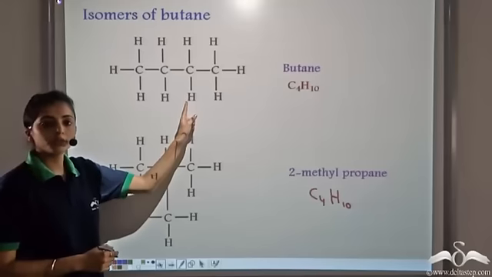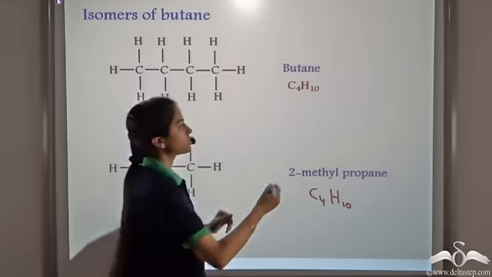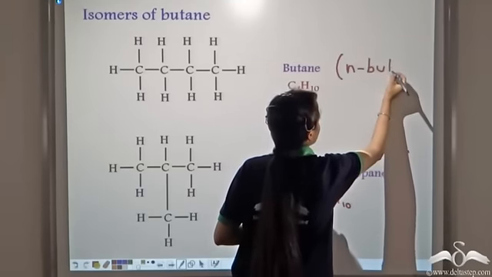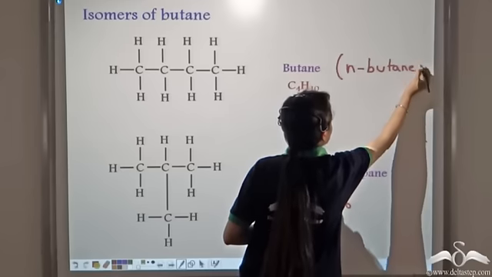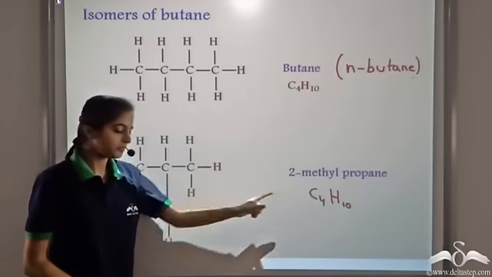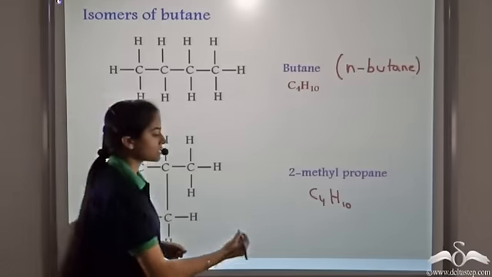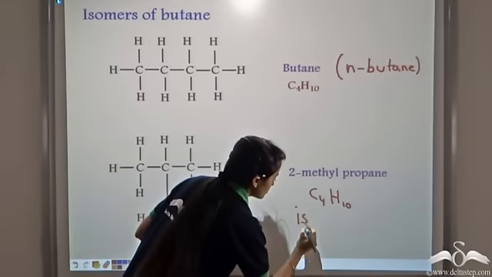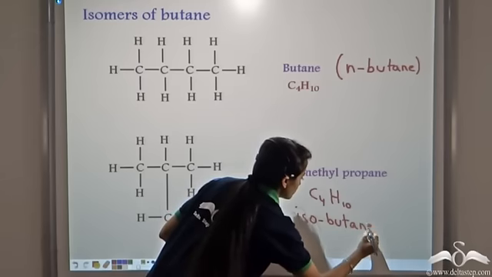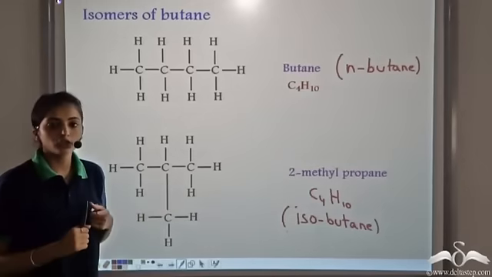But this is the normal butane. This is the structure of butane as we represent it in the normal form, so this is also known as n-butane or normal butane. And for the same molecular formula, when we get a different structure by moving one methyl group, this is known as isobutane. So these are the two isomers of butane.